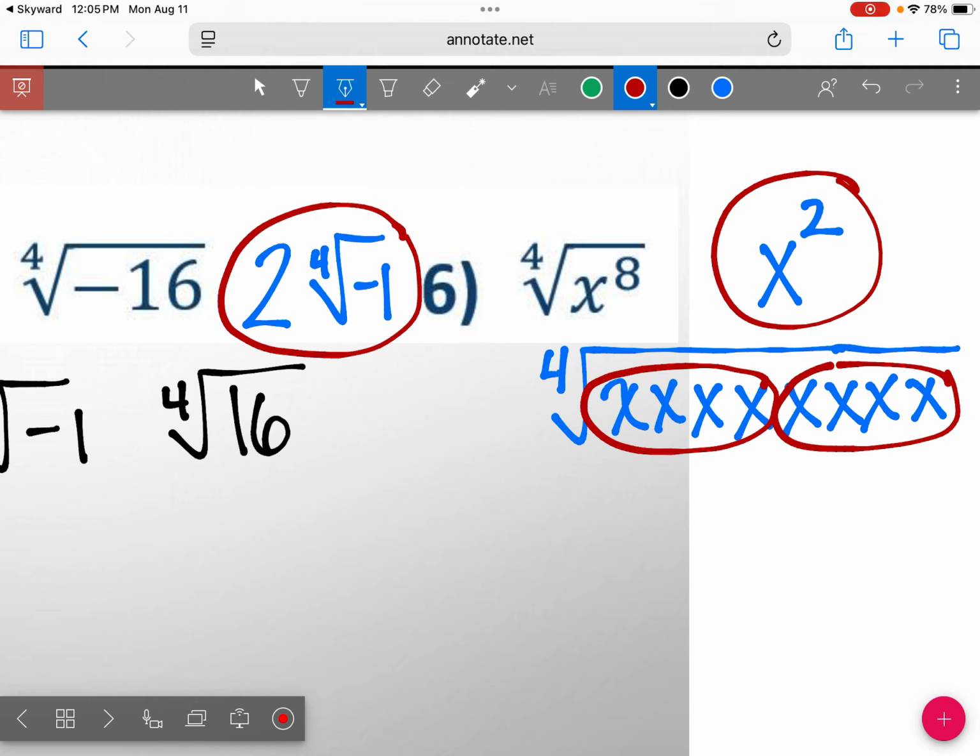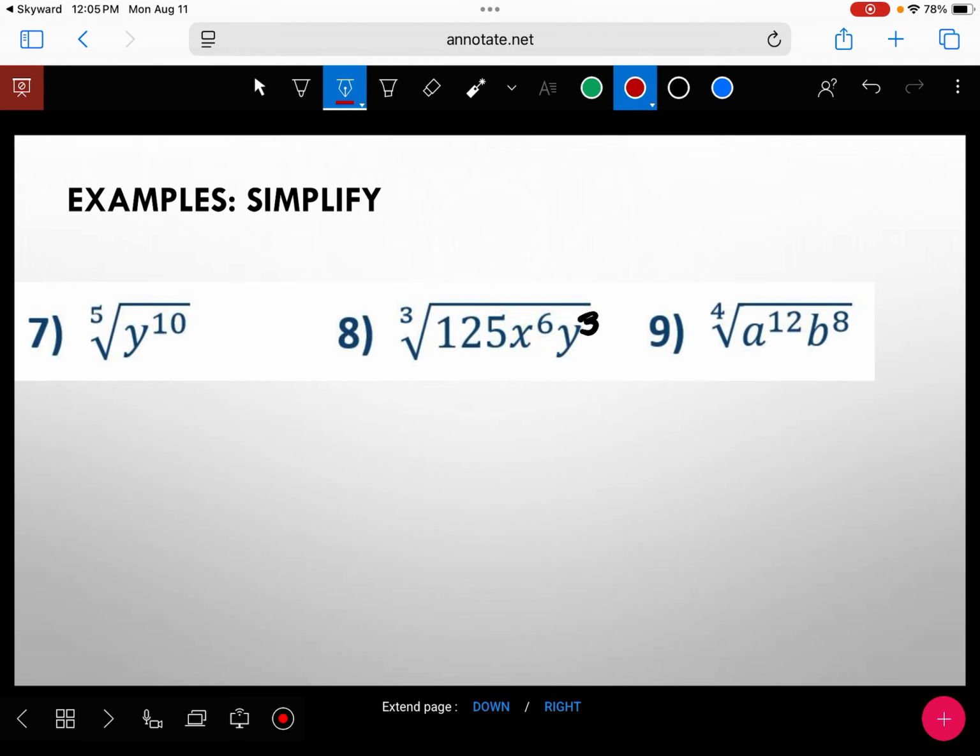All right, we're doing pretty good with time. Let's look at 7, 8, and 9. All right, let's go ahead and copy down 7, 8, and 9. We only got one more slide after this.